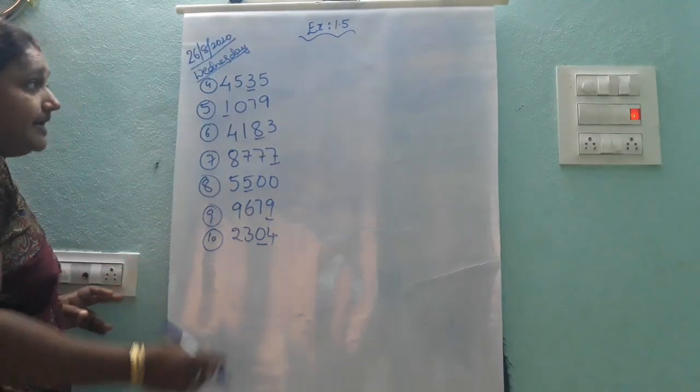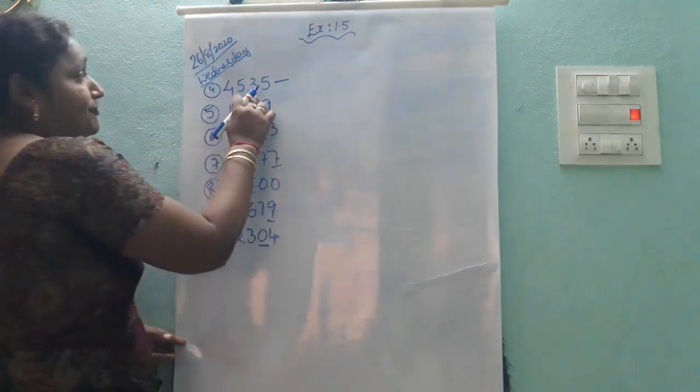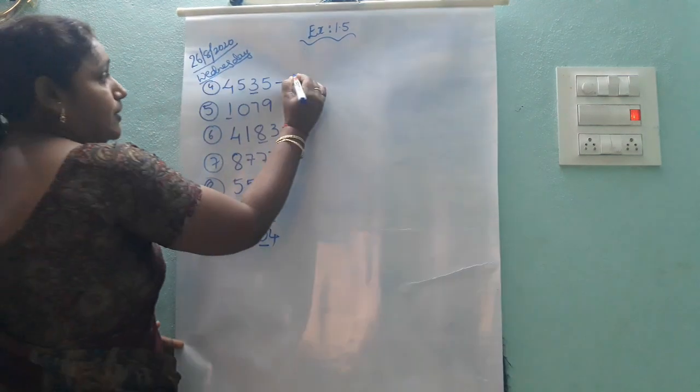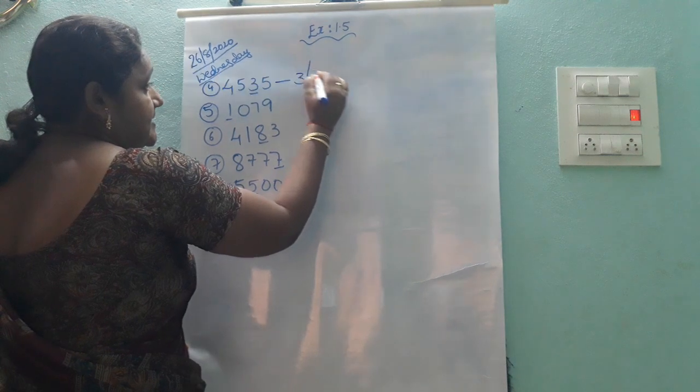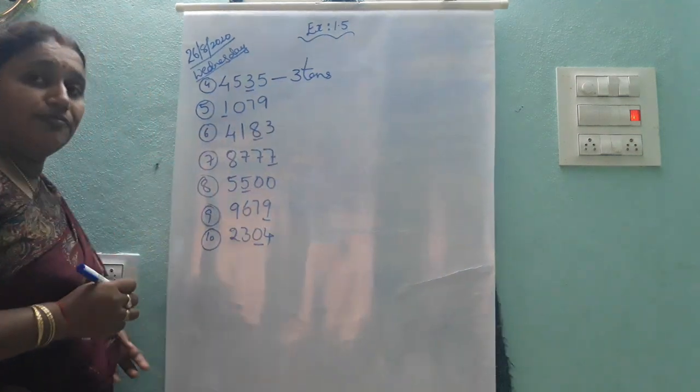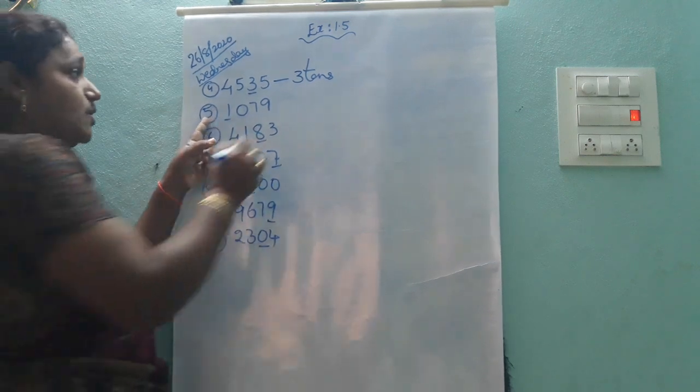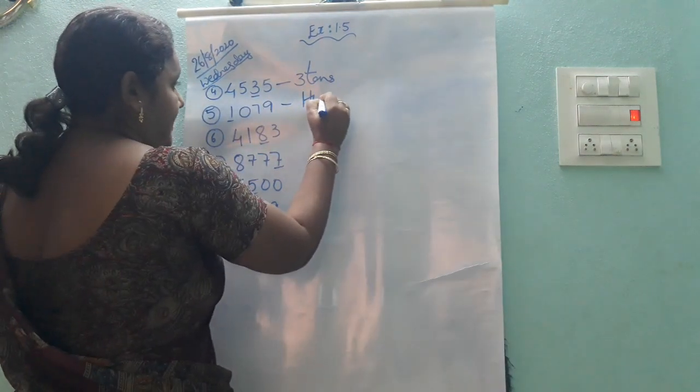Okay, children. Next, what is the place value of 3 in this number? What is this number? 4535. What is the place value of 3? 3 tens. Here, what is the place value of 1? Ones, tens, hundreds and thousands. This is at thousands place, so 1000.